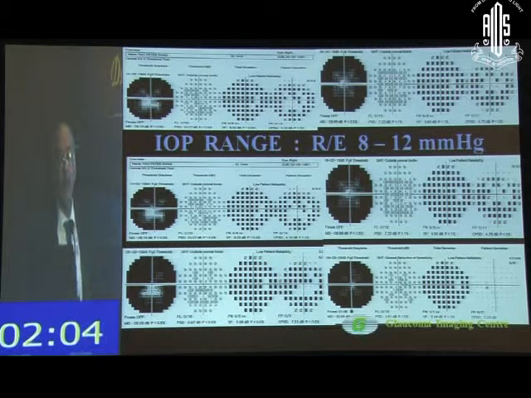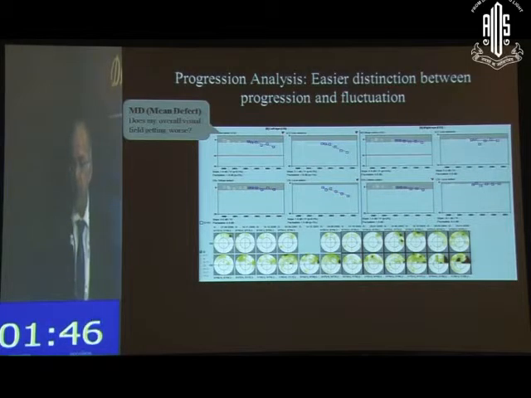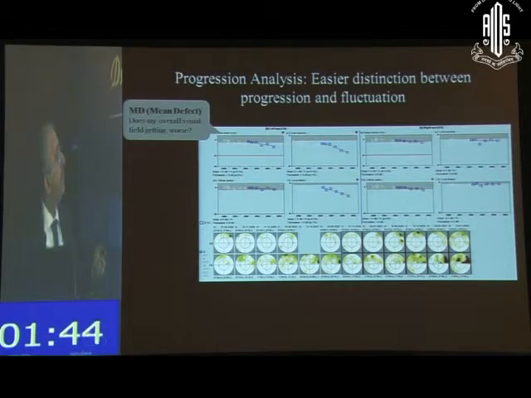But then, was it a fluctuation or was it progression? Look at these Octopus fields over a period of time. On the right-hand side, on the upper side, is the right eye, all over time. And then you see the left eye, and you're asking yourself, is this a progression or a deepening of the scotoma that we are seeing here? When you're looking at the progression analysis, the mean deviation on the trend analysis will tell you whether the fields are getting worse.